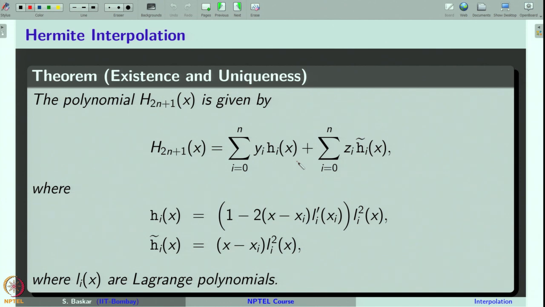We can also write Hermite interpolation using Newton's divided difference. We will not cover this in our course, but interested students can learn how to write Hermite interpolation in terms of Newton's divided differences from many books. For instance, you can see Burden and Faires for more details.